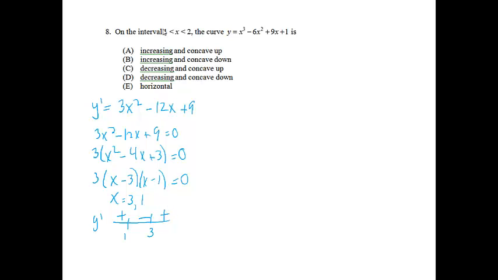So if I look up here on the interval from 1 to 2, so 1 to 2 is somewhere in this area. And so I notice that my derivative is negative, so I know that my function has to be decreasing. Okay, and then if I'm looking for concave down, y double prime would be 6x minus 12. Again, I would like to set that equal to 0.